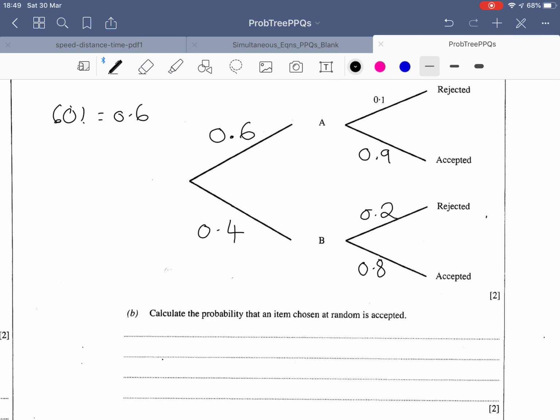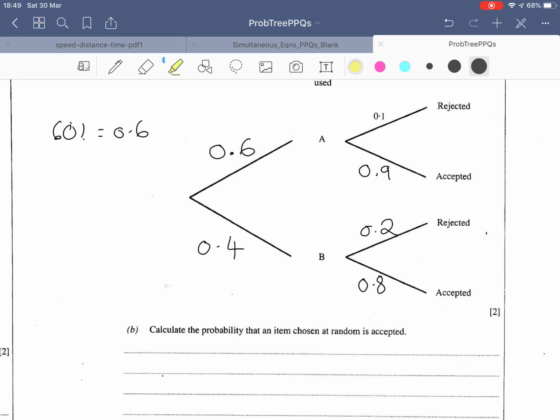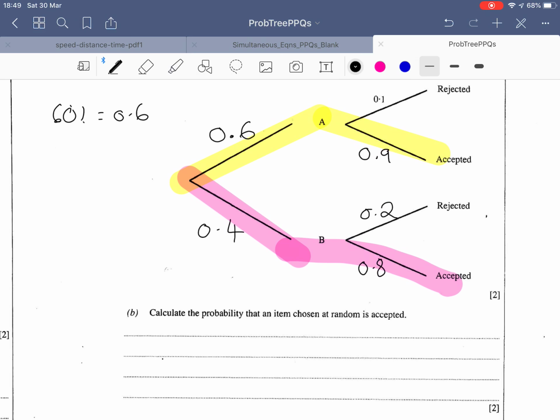Now we've got to answer our question. Calculate the probability that an item chosen at random is accepted. We've got 2 choices. It could be from machine A and accepted, or from machine B and accepted. So we've got 2 options here. We've got 0.6 times 0.9. When you times decimals, just times your numbers. So you've got 6 times 9, which is 54. Looking at our question, we've got 2 numbers in total after our decimal. So it's going to be 0.54.